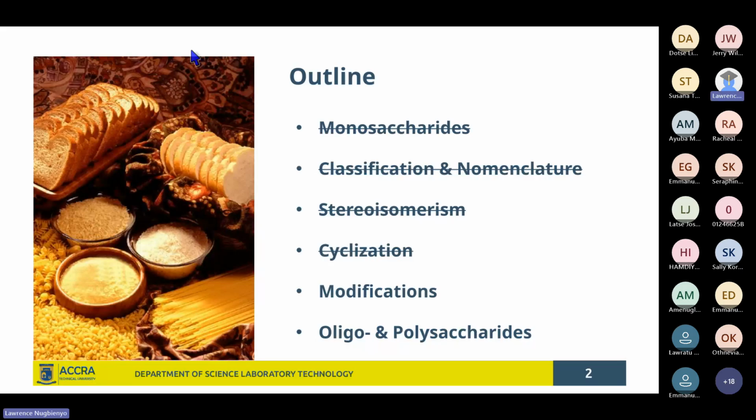If it is aldehyde, then we classify those monosaccharides as aldoses. If it is a ketone, we classified those monosaccharides as ketoses. We also classify them based on the number of carbons that are present in their structure.